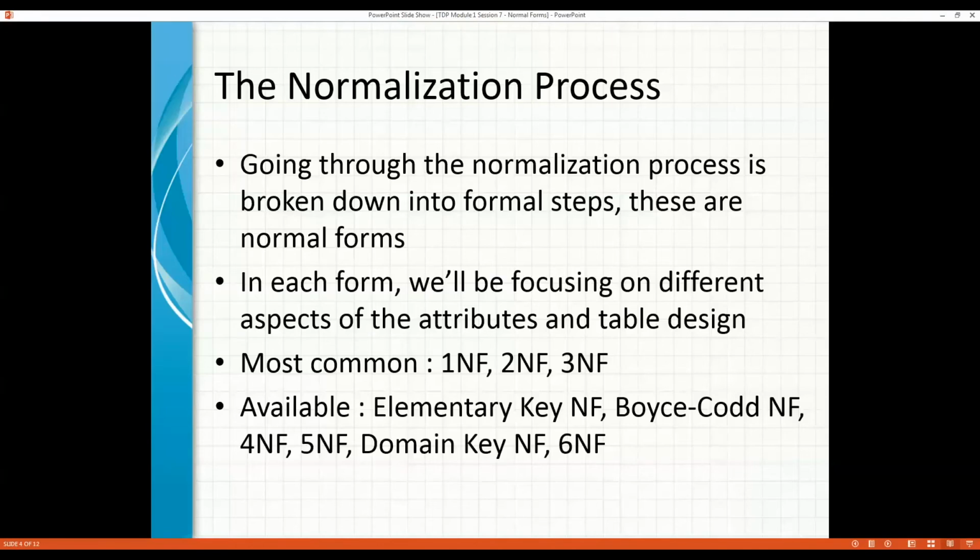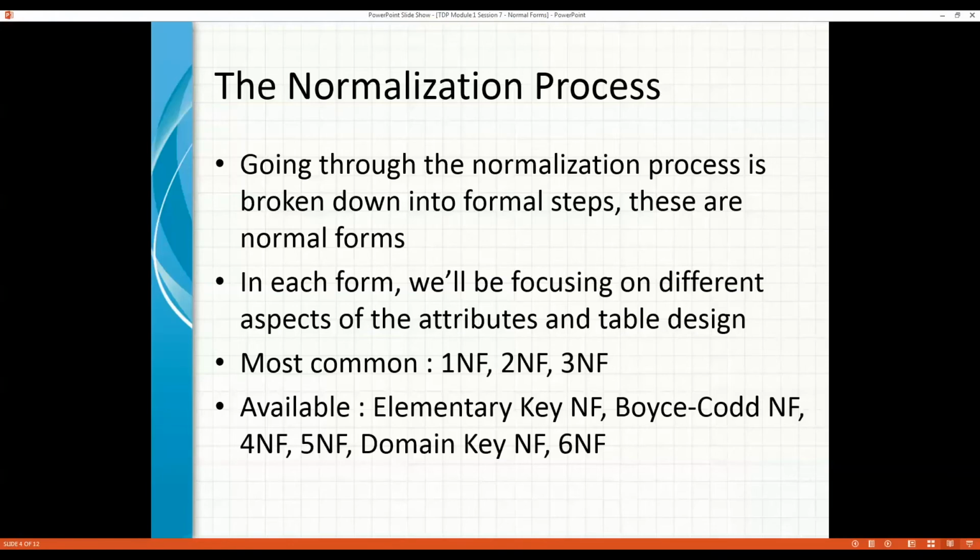Now, normal forms are a part of the normalization process. Going through the normalization process, you break things down into several formal steps. These are the normal forms. We've already discussed a little bit about normalization and how the process of it is made to reduce redundancy and to eliminate any repeating values and then organize and break down the data into smaller tables. Well, this is not a process we simply do in one large take. This is broken down into several different steps.